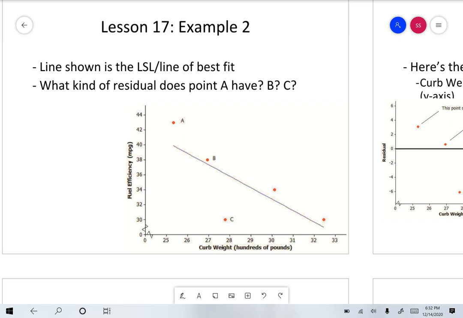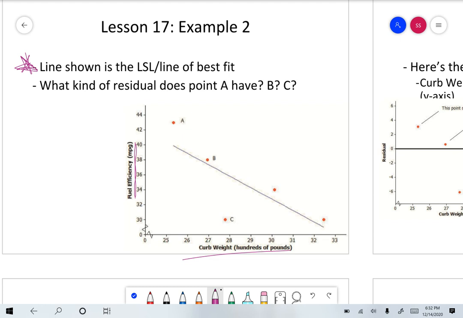Okay. So we have a new scatter plot. This time we're talking about curb weight of a car, meaning what's the weight of the car before you add anything extra to it, like people or luggage. And we're seeing how that's related to fuel efficiency of a car, so miles per gallon. The line shown here was calculated as the line of best fit, so that nice prediction line, right?